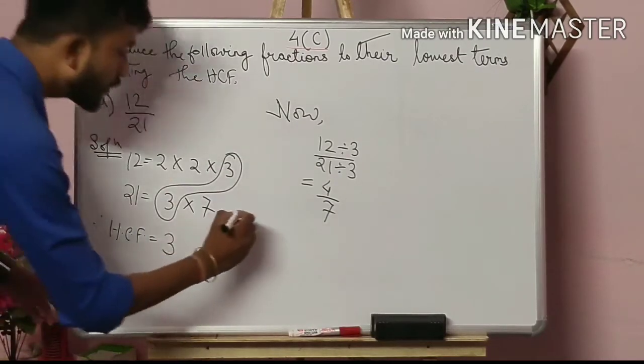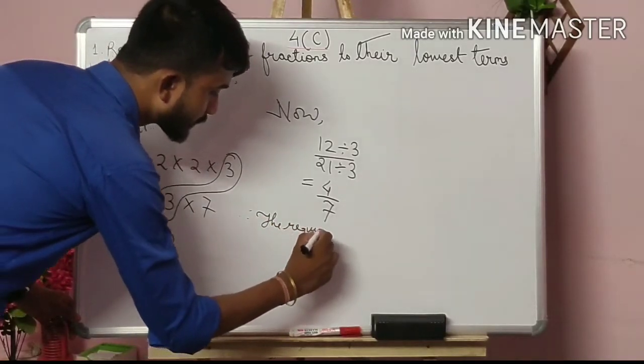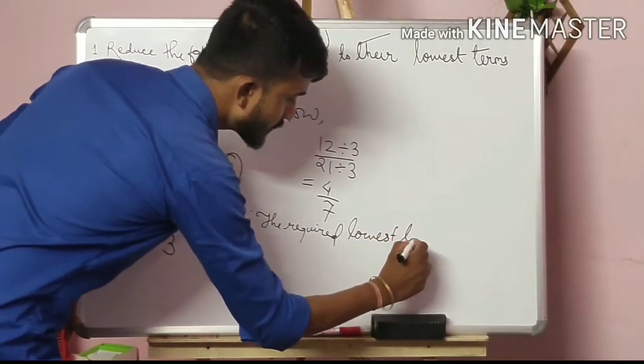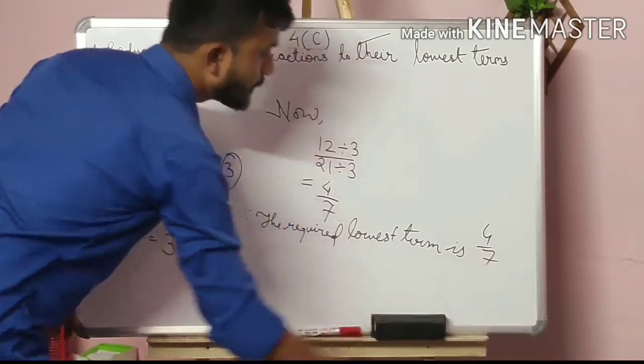So just write it. Therefore the required lowest term is 4 by 7. So I am repeating this one again.